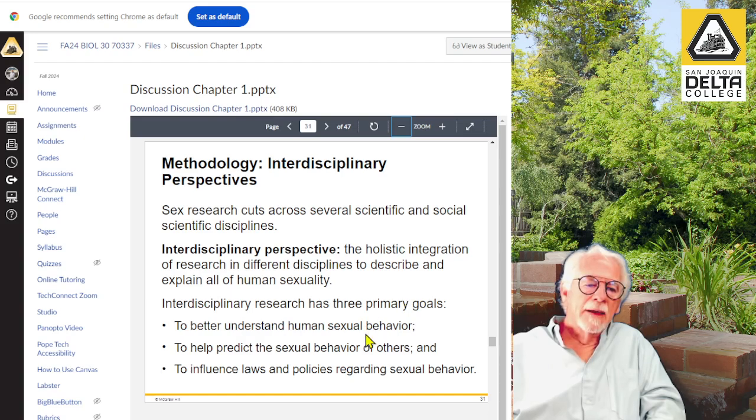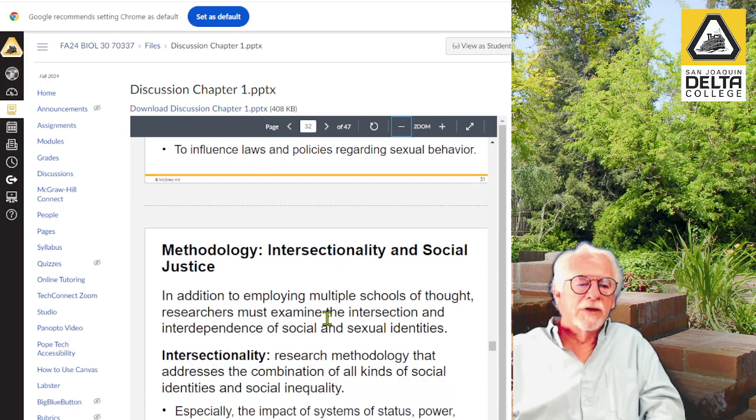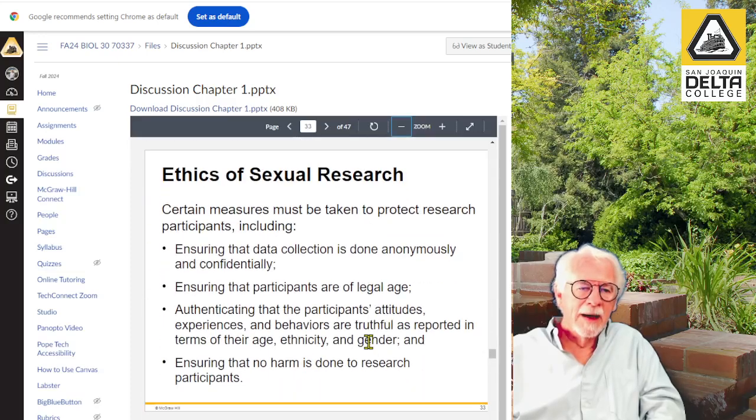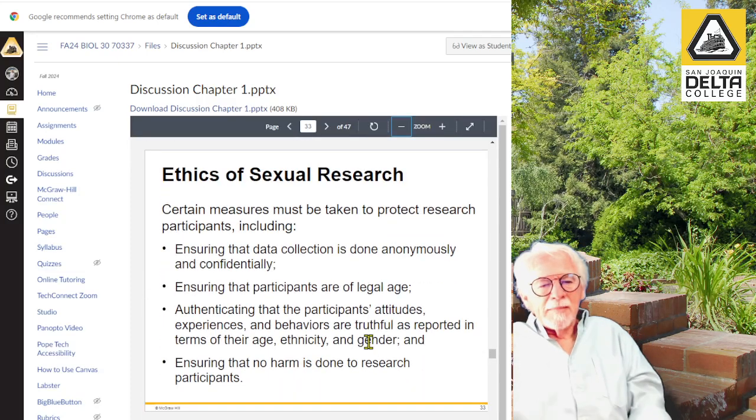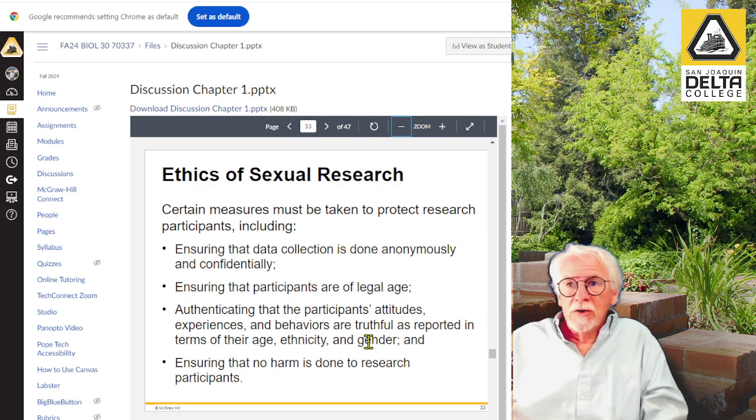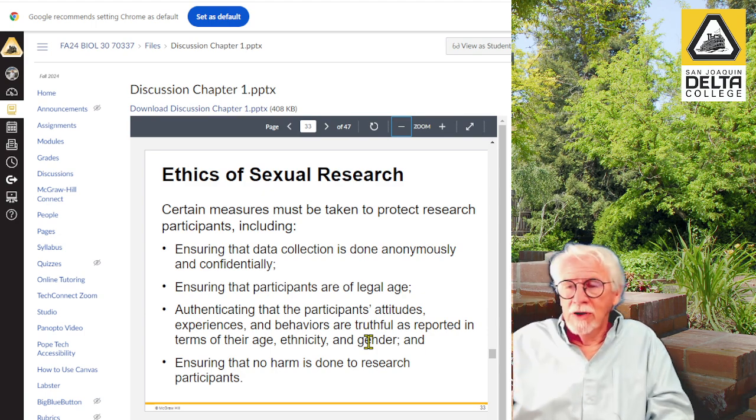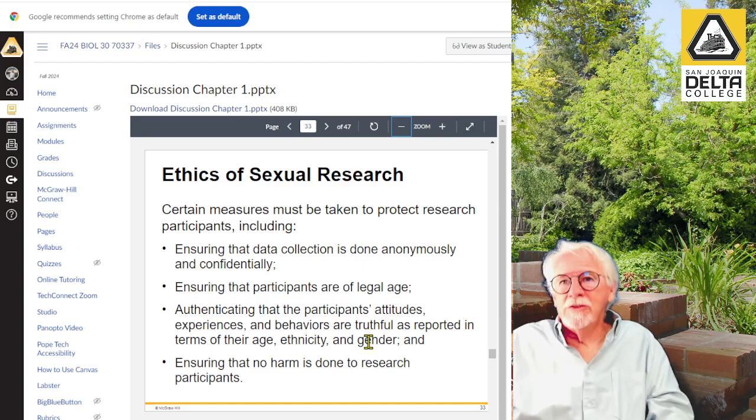How does the research help us? What methods do we use? What do we get out of it? The ethics of sexual rights. So, like I said, Masters and Johnson, and ethics in research in general.